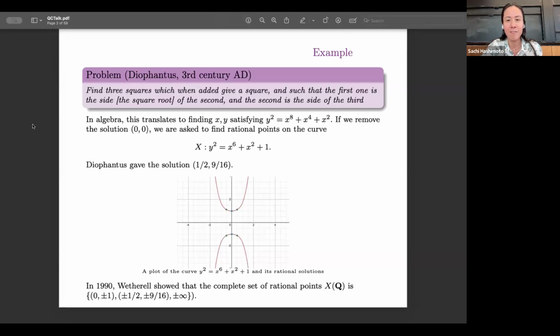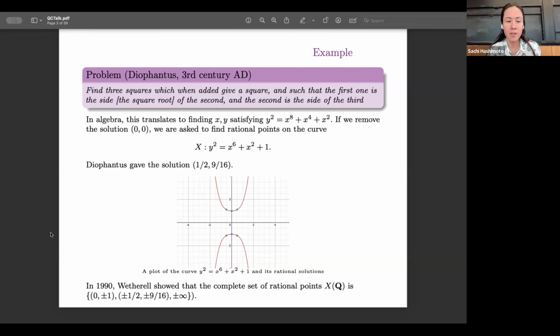So if we get rid of the singularity at 0, 0, we're finding rational points on this kind of nicer curve here. Diophantus actually gave a solution. He gave the solution 1/2, 9/16. And if he had Desmos, then he might have plotted this curve here and its rational points. And in 1990, in his thesis, Wetherell showed that the complete set of solutions to this is 0, plus or minus 1, plus or minus 1/2, plus or minus 9/16, and plus or minus infinity.